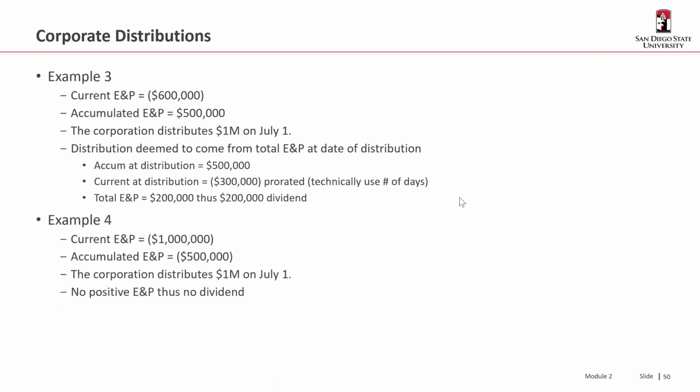Example 4 is the easiest. This is negative-negative. Since there's no positive E&P, there is no dividend, and you just go right to return of capital.